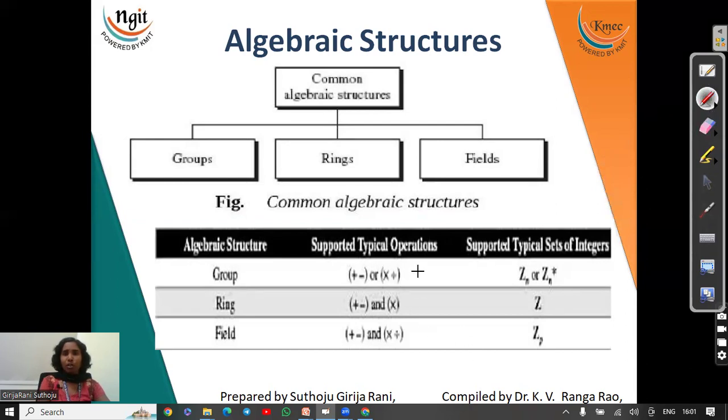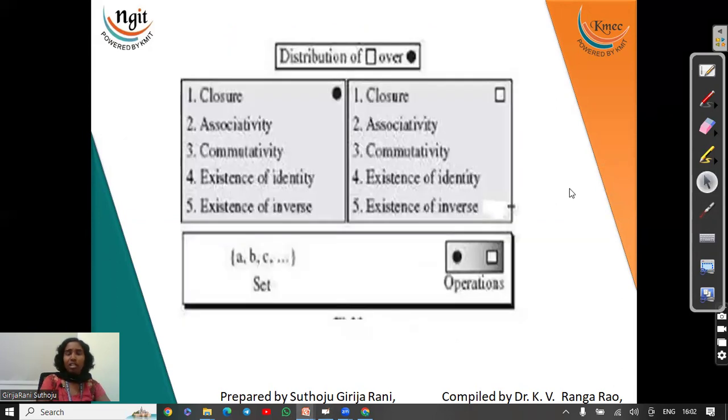As you can see in the table below, this table gives you each structure and the typical operations we are going to perform. In the group, one operation, as we said, right? In the ring, we can perform two or more operations at the same time. Let us move to the next slide, where we will look at all the properties when we discuss sets of elements. Closure properties are nothing but, I am confident that by this time all the students will be understanding all these properties.